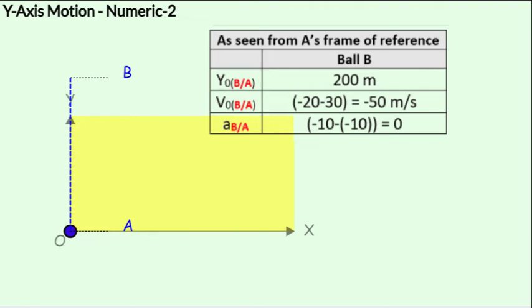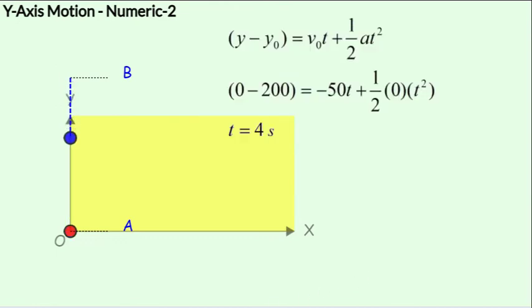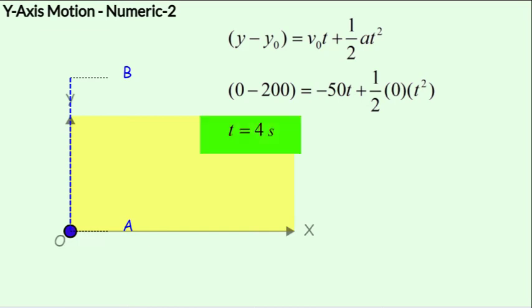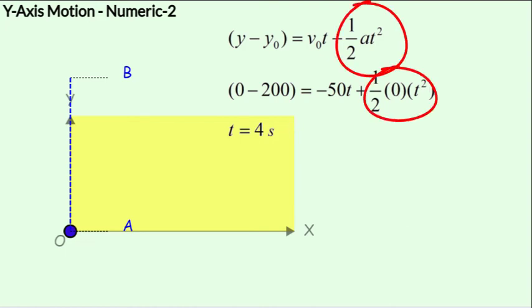Now let's put these values into the equation and solve it. Plugging in the values of the initial displacement, the final displacement, the initial velocity, and the acceleration of B with respect to A, we obtain the value of time as 4 seconds. And you can see that the last term, half a t squared, would be 0 as the relative acceleration is 0, and that really reduces the number of calculations.